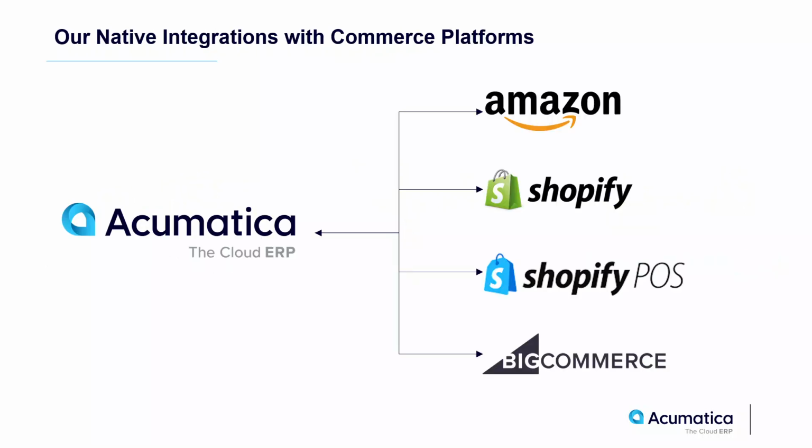Now, Acumatica offers native integrations to Amazon, Shopify, Shopify POS, and BigCommerce. And when I say that these are native integrations, that doesn't mean that they are simply connectors. We do far more than simply getting these systems connected. We've been interviewing merchants for years to understand all the challenges that they face, and we're adding out-of-the-box features to help them get their business as automated as possible, as quickly as possible.